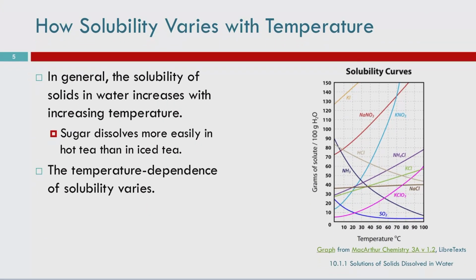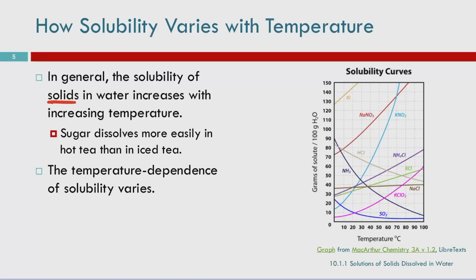Solubility varies with temperature. Generally, for solids like sugar, the solubility increases with increasing temperature. So sugar dissolves more easily in hot tea than in iced tea. If you're making simple syrup, you probably have a recipe for the amount of sugar that you add to the water, and you're going to heat up the water, add in a bunch of sugar, and then you can let it cool down. You don't make a supersaturated solution, and so it stays in solution. But it mixes in a lot easier than if you do it with room temperature or cold water.